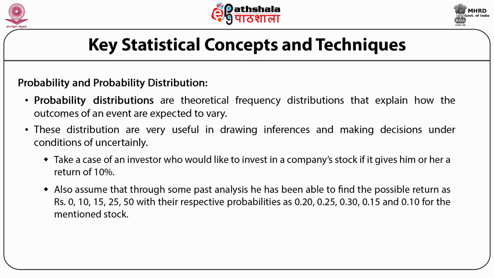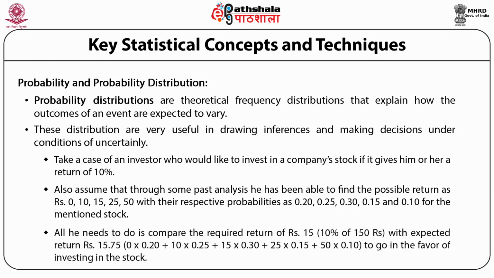With this data and the given probability distribution, the investor will be able to take a decision to invest or not invest in the company's stock. All he needs to do is compare the required return, that is on an average 10% of 150 will be 15 rupees, with the expected return, which means we are multiplying the return that he is going to get with the probable values. So ultimately it will go in the favor of investing in the stocks. So probability distribution can really help us take good decisions in business.